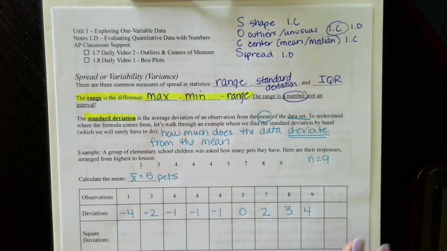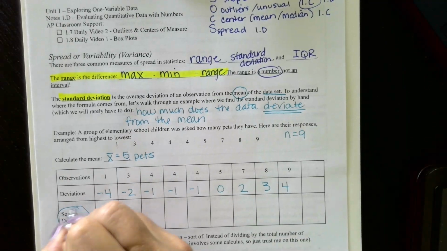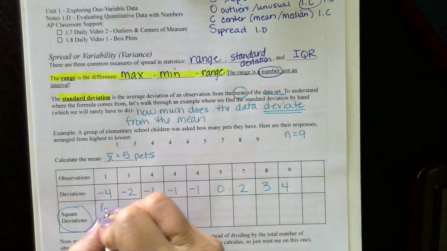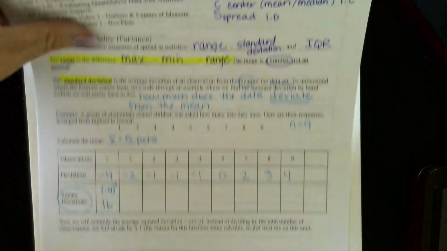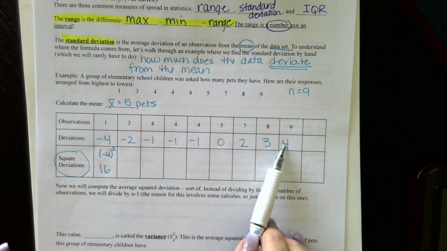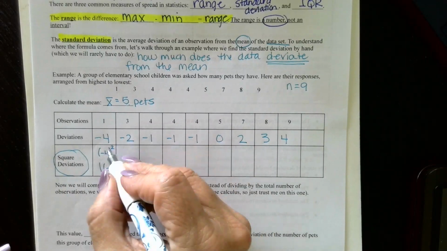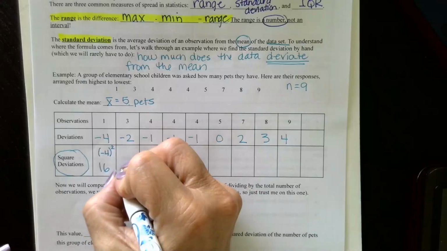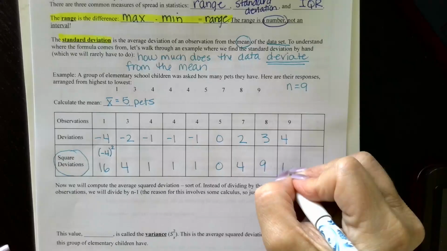Okay? And now what we are going to do is square this deviation. If I have negative 4 squared, then this is a positive 16. Now, the whole reason that we're squaring it is because we don't want negative numbers. If I have these negative numbers and these positive numbers, well, they're going to start canceling each other out, and that's not what I want to do. So all of these are going to be squared, and when I square all of these, I'm going to get positive numbers.